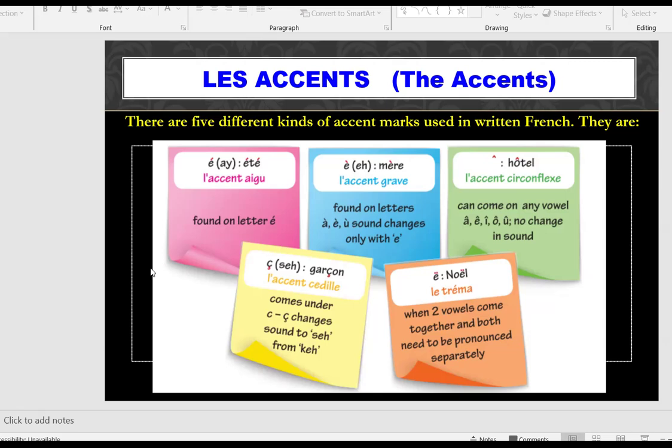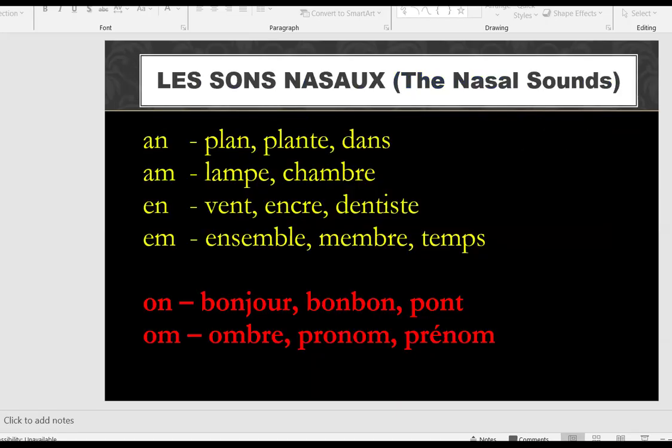Okay, now the accents are done. Then I think now I have to start with the sounds, which are very important. Okay, now please start making notes.